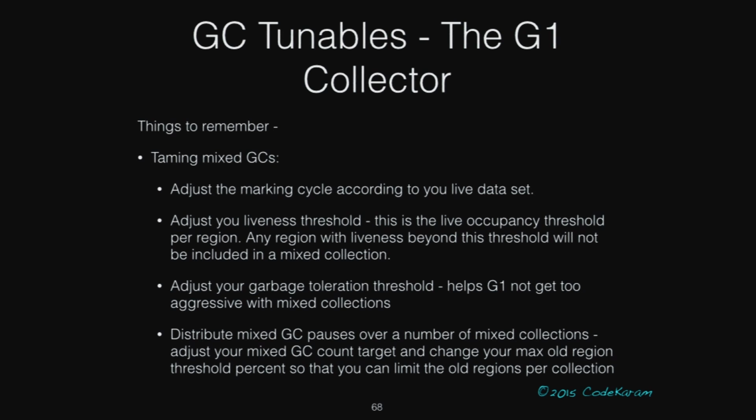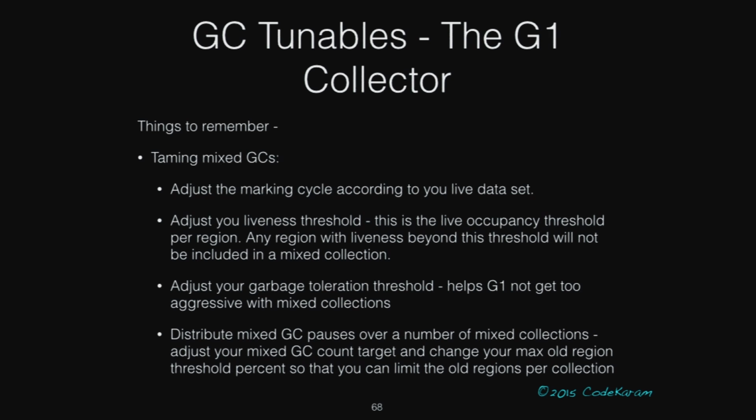Distribute mixed GC pauses over a number of mixed collections. So you have something with G1 that you didn't have with any other collector. You have this incremental old generation collection. Use it to your advantage. Distribute your mixed GC pauses over a number of mixed collections. So after the marking cycle is complete, let there be multiple mixed collection pauses, and let the time per each be minimal, right?